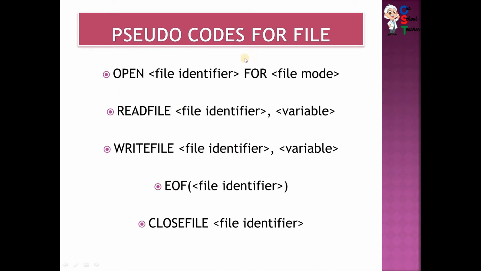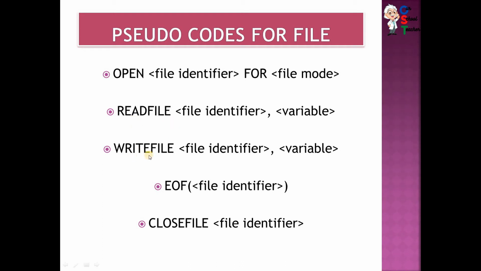After this, just see the pseudocode, how pseudocode will be used if you are making an algorithm to read from the file or to write in a text file. Then these pseudocodes are used. Please see them very carefully so that you can use them in your algorithm. Open, then file identifier. File identifier is the variable in which the file is assigned. For file mode, we have discussed the four modes: create, read, write and append. So for which purpose you are opening the file has to be mentioned here, right?